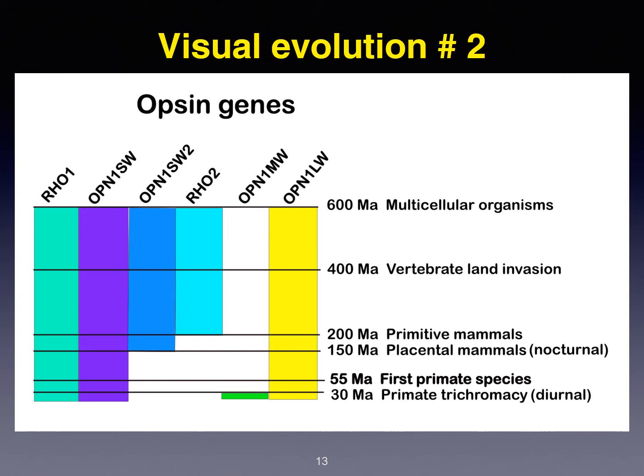The next part of our narrative involves changes in the opsin gene populations over time. In this diagram, you can see that when vertebrate land invasion occurred, there were quite a number of different opsin genes, but by the time we get to 150 million years ago, a small placental mammal, the size of a dormouse, was living a nocturnal existence to avoid becoming dinosaur lunch. And because of its nocturnal existence, its retina became rod-dominated, and it conserved only the OPN1SW and LW genes.